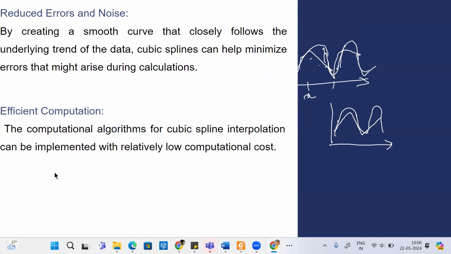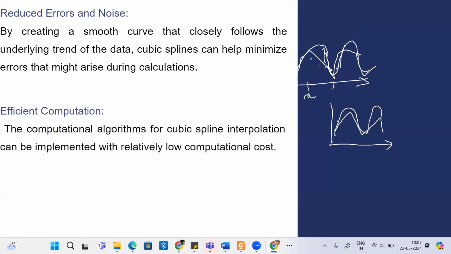Next, reduced errors and noise. We have seen that in the actual graph there might be more noise and errors, but through cubic spline interpolation it corrects all the noise and errors, and we will get a smooth and continuous curve.